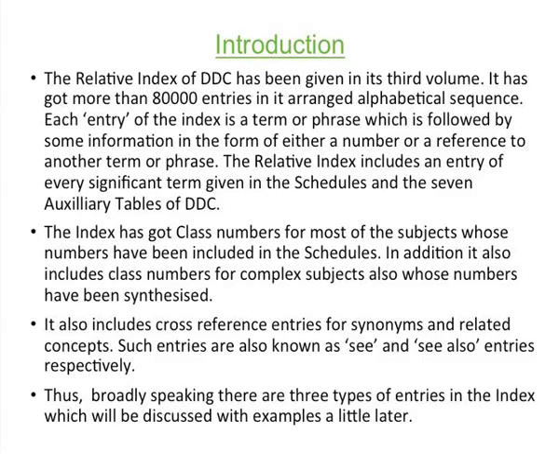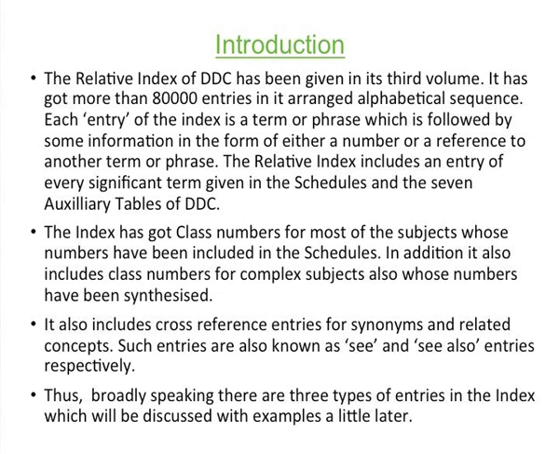Today I am going to discuss the relative index of Dewey Decimal Classification, 19th edition. The relative index of DDC has been given in its third volume. It has more than 80,000 entries which are arranged alphabetically. Each entry of the index is a term or phrase which is followed by some information in the form of either a number or a reference to another term or phrase.